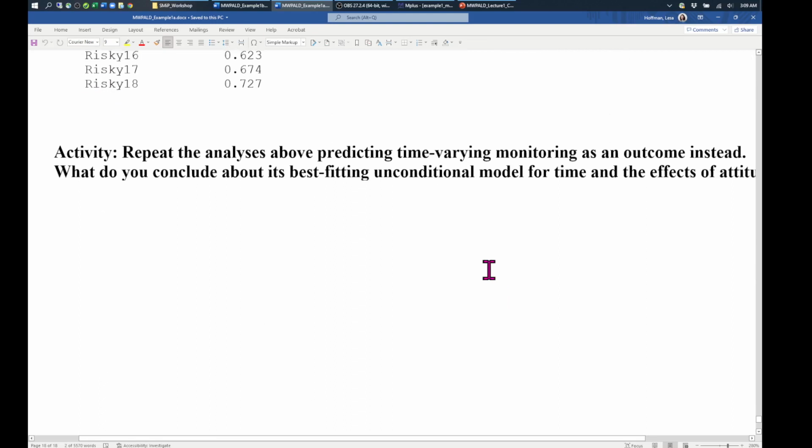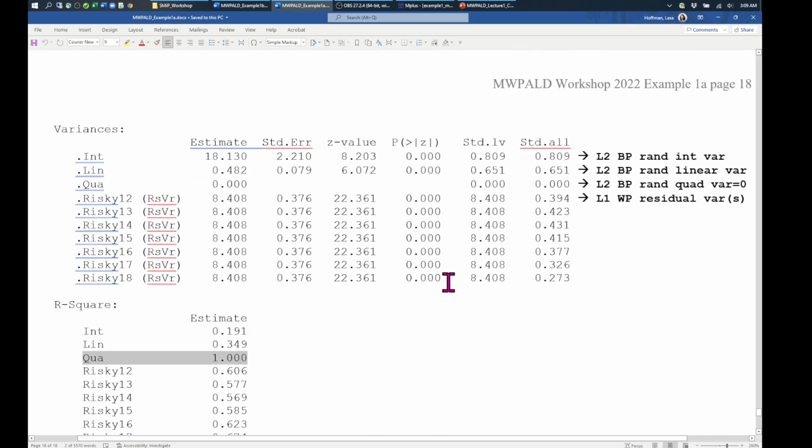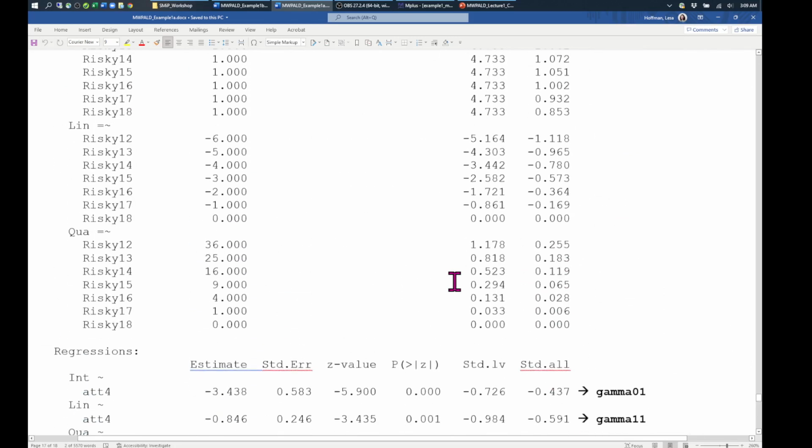So, ta-da! And what your activity was is to repeat this sequence of models for time-varying monitoring as an outcome instead, in preparation for actually treating it as an outcome today. All right, questions on any of that?